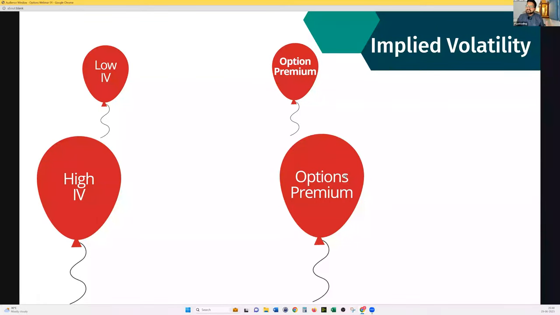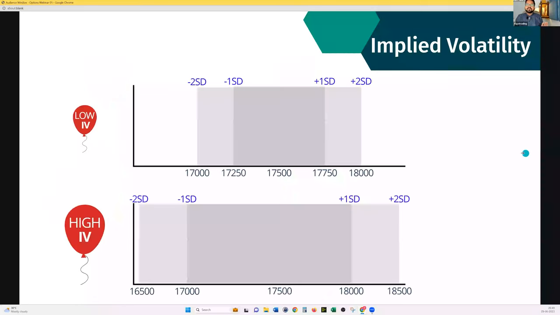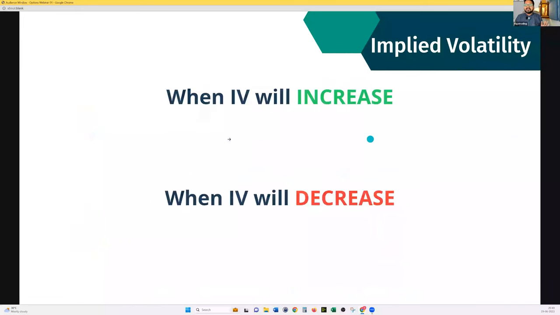Once the election results are out, or once the RBI monetary policy is out, or once the Fed meeting is done, and you know this is not going to have an impact, then everything will become normal. The option premium will be deflated and it will become normal. So it's very simple.